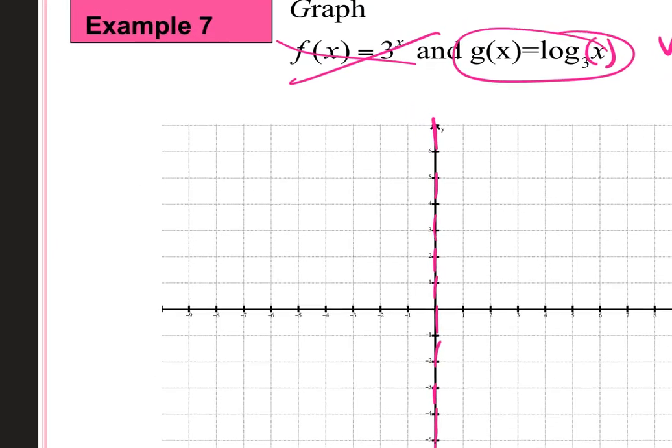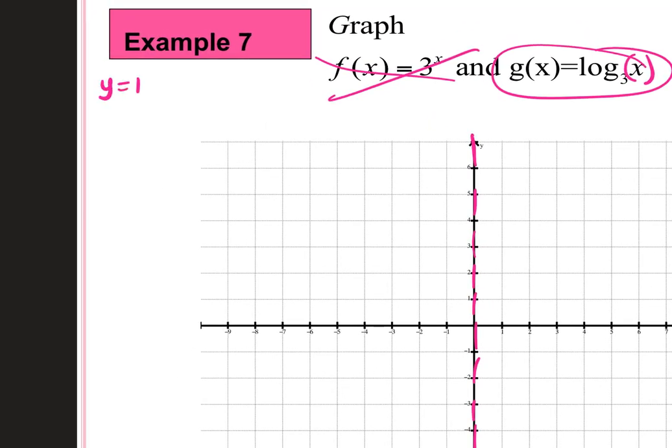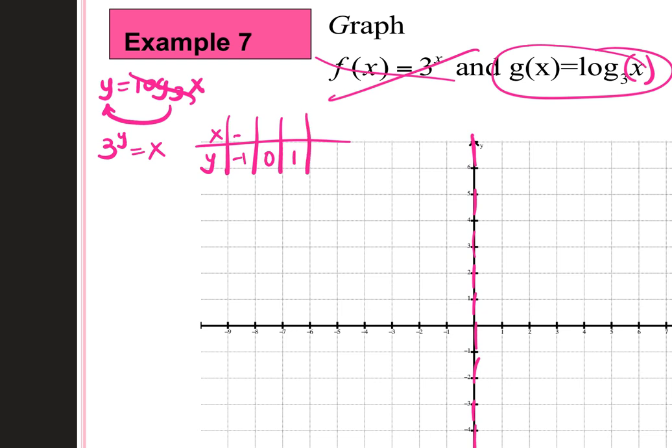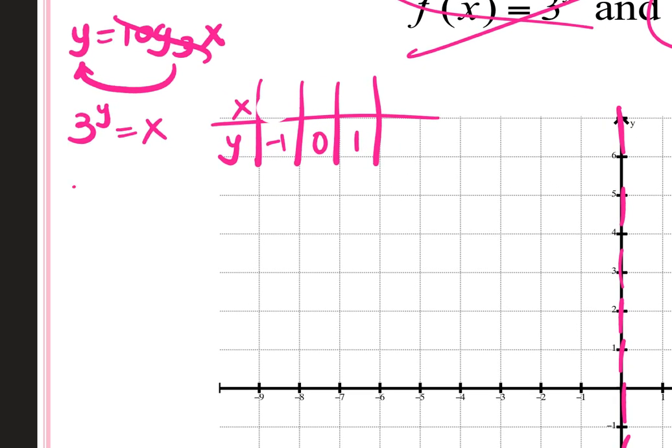Then I'm going to change my g of x to a y, and I'm going to convert this to exponential. So the 3 picks up the y, drops off, and leaves the x. And then I'm going to plug in, but this time I'm going to plug in for my y value instead of my x. So I get 3 to the negative 1, which is 1/3. I get 3 to the 0, which is 1. And I get 3 to the first, which is 3.